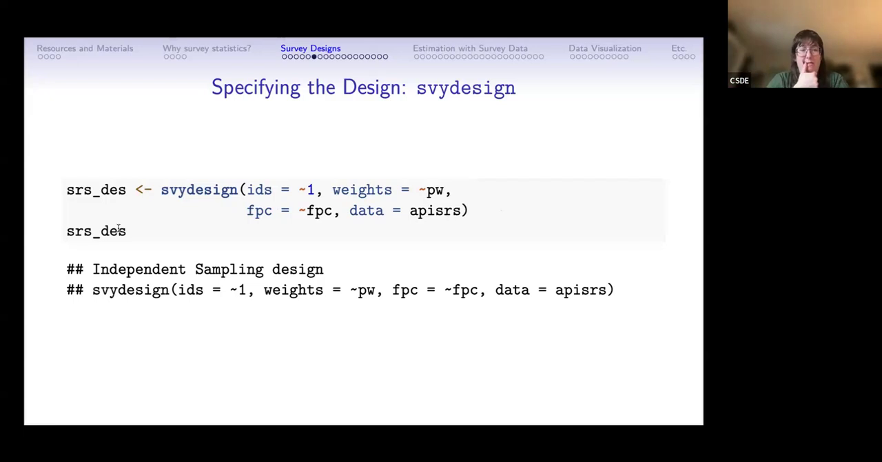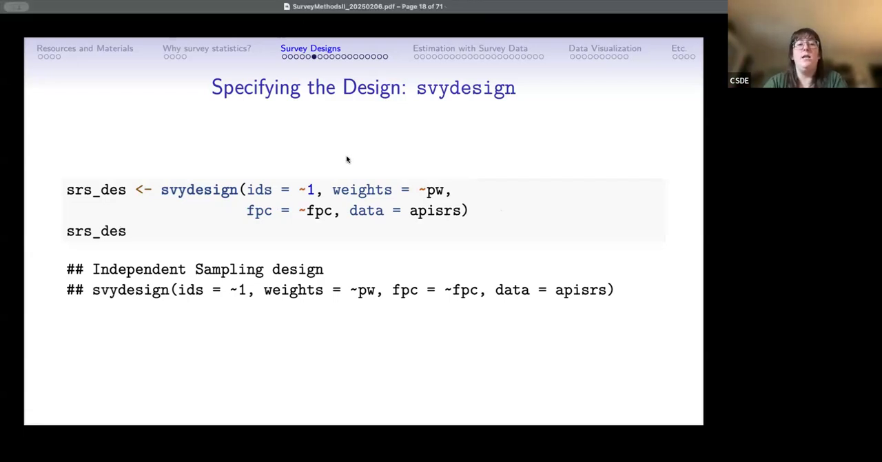So one thing that I really love about the survey package is that it tells you in English what you just told it in code. So if you create that object and then go to your console and type in the name of that object and print it out, it will tell you that we have an independent sampling design. You'll see as we go on that it will communicate that we have different types of sampling designs based on different specifications.